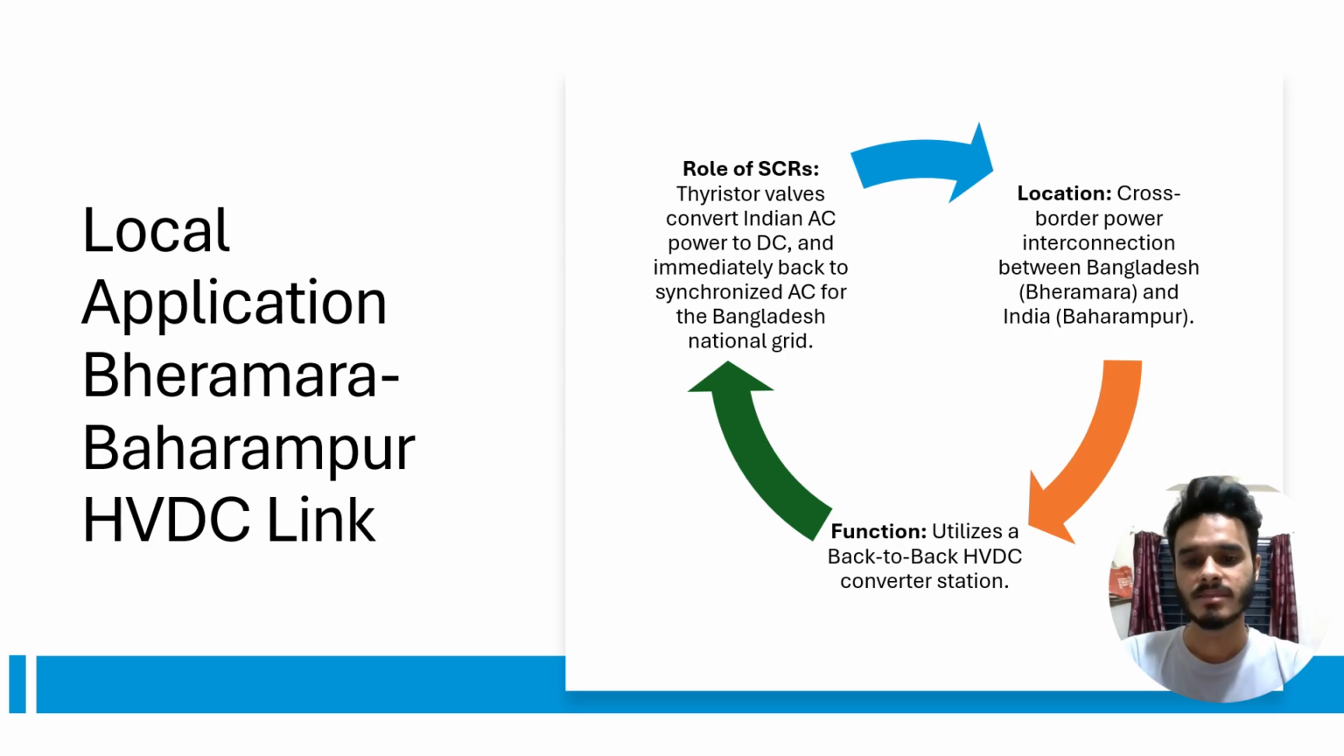They take the incoming AC power from the Indian grid and rectify it into DC. Then the next set of SCRs immediately inverts that DC power back into AC. But this time it is perfectly synchronized with our national grid. It is a perfect real-world demonstration of SCRs safely bridging two completely different electrical networks.